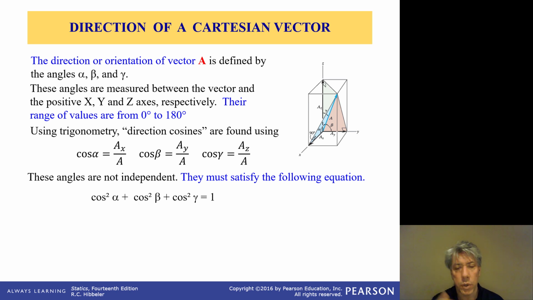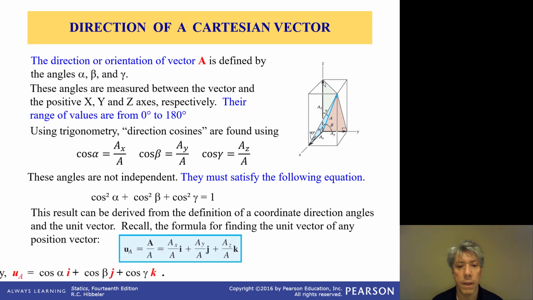Now, or a squared, excuse me. So they have a common denominator. It is just a squared. All right. Well, ax squared plus ay squared plus az squared is exactly a squared. So we'd have a squared over a squared, which is 1, and that's why these angles are not independent. The squares of the cosines of the angle have to come up to 1.